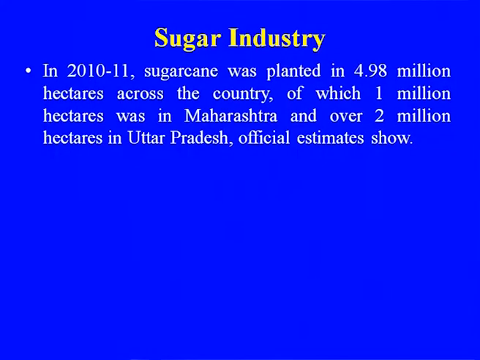In 2010-11, sugar cane was planted in 4.98 million hectares across the country, of which 1 million hectares was in Maharashtra and about 2 million hectares in Uttar Pradesh, according to the official estimate. So this is the actual figure. You see Maharashtra, UP and Bihar, these are some of the major sugar producing states in India.